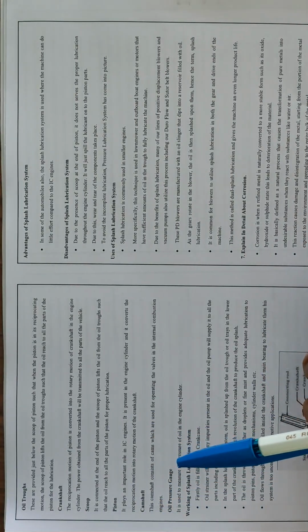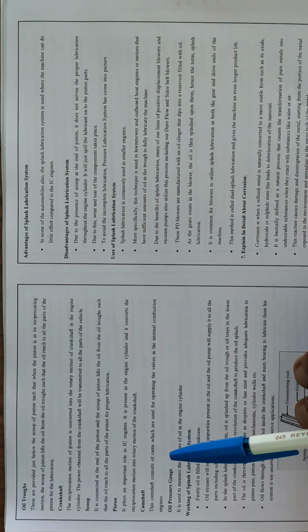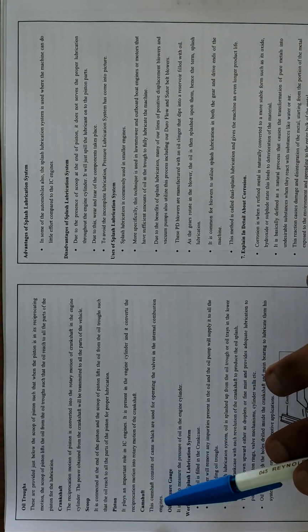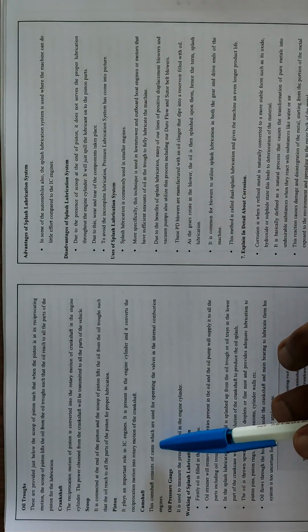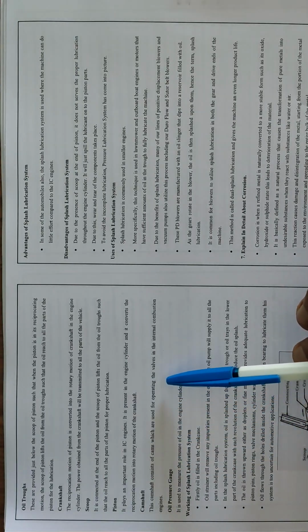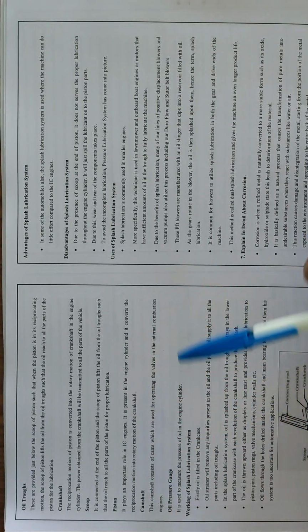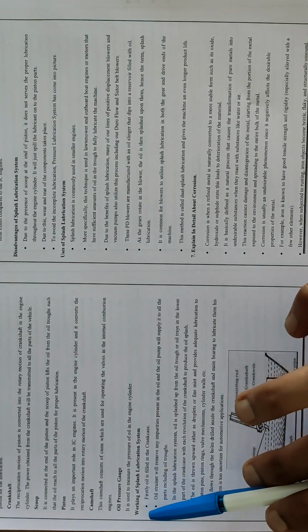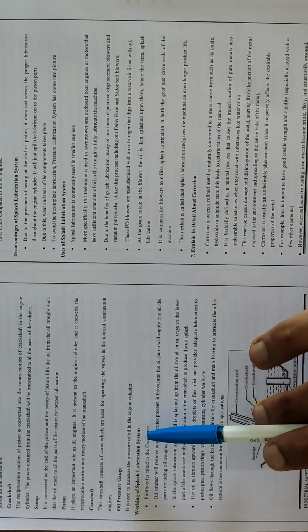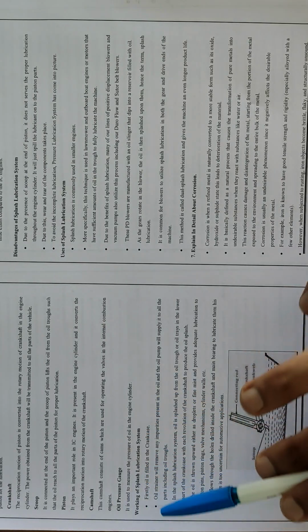Camshaft. The camshaft consists of cams which are used for operating the valves in internal combustion engines. Oil pressure gauge. It is used to measure the pressure of oil in the engine cylinder.